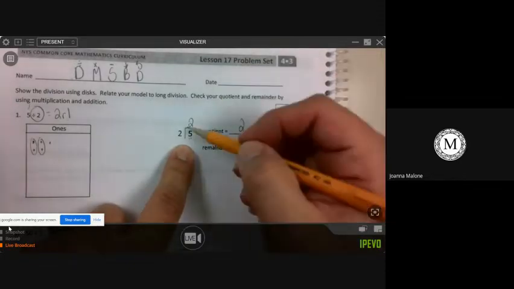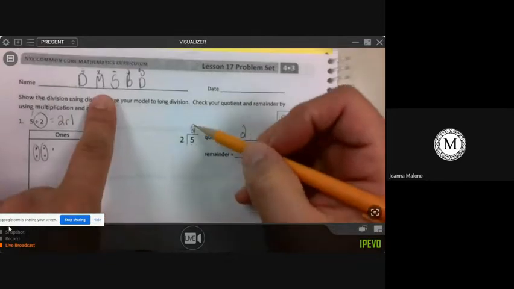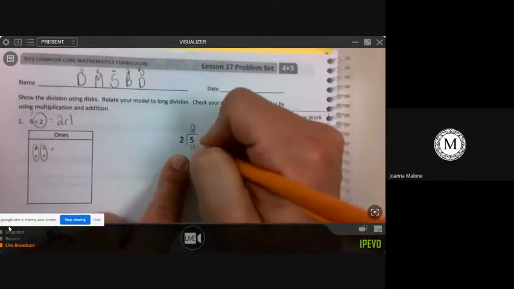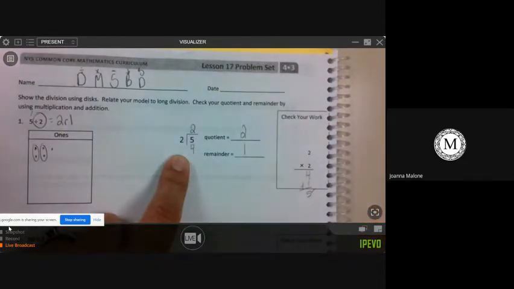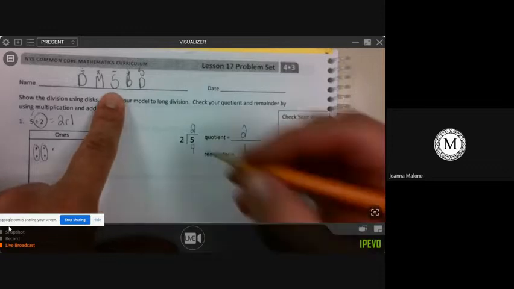2. So I have to multiply to figure out how many of my 5 I used, right? Because that's our next step anyway. What's 2 times 2? 4. I write that down here. Okay, and then my next step is to subtract. So I'm going to subtract.